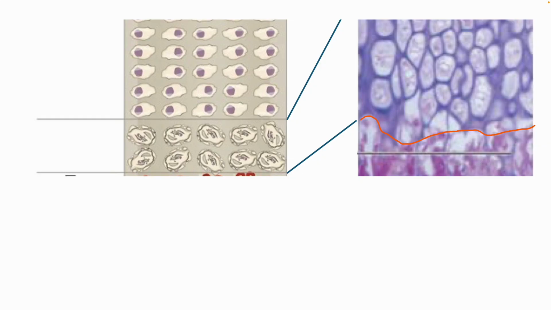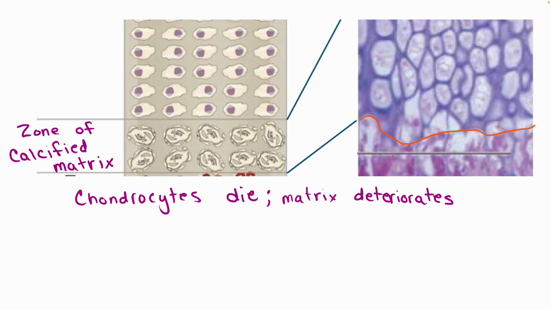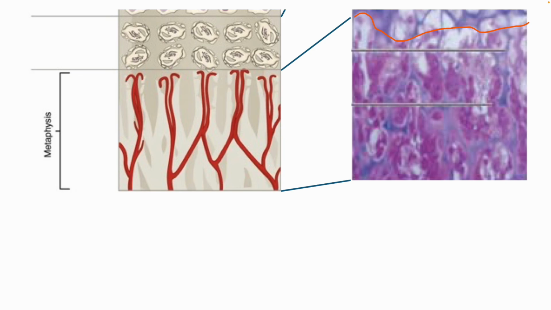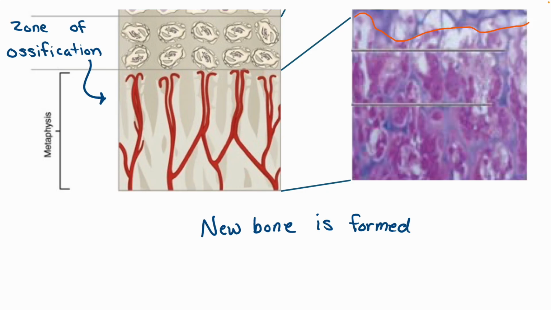The zone of calcified matrix is next. This is where the chondrocytes will begin to die and deteriorate. And then you have the longitudinal bone growth that ends at the zone of ossification where the new bone is growing. So this longitudinal bone growth is going to completely end when the epiphyses and diaphyses fuse. Typically this happens at about 18 to 21 years of age, with it typically happening in females slightly before males.